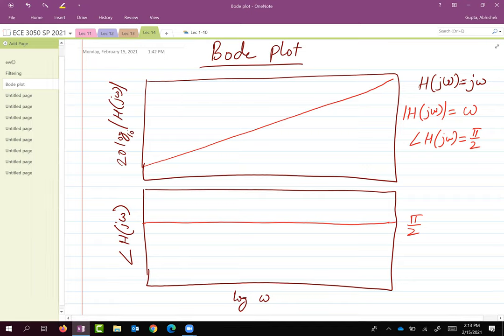This 20 log H of j omega is usually measured in decibels, dB. Whereas the angle is, of course, typically radians or degrees. Oh, actually, I should make a small correction. Typically, this is frequency, so omega is not the frequency. I have to do omega over 2 pi. On this scale, if it is log frequency measured in hertz, or rather omega over 2 pi is measured in hertz.